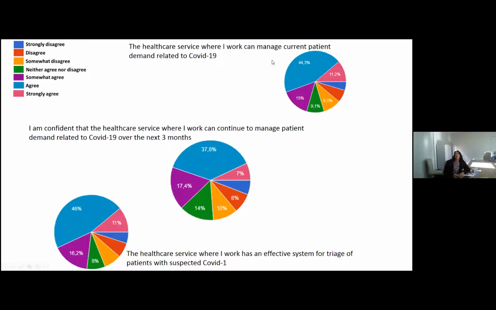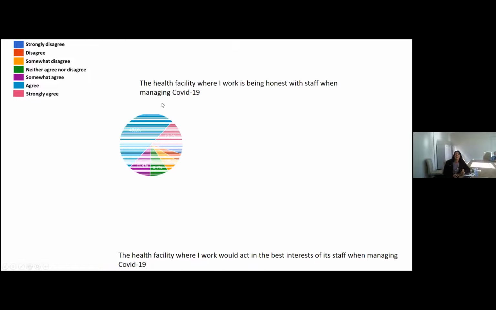Asked if the healthcare service where I work can manage the current demand, the great majority answered yes. And if they will be able to handle the COVID brunt of work for the next 3 months, surprisingly, I'm not even sure this is true, but the majority still answered yes. And if this healthcare service where I work has an effective system for triage of patients, the majority thought yes. And if the healthcare facility where they work is being honest with the staff, the majority agreed.